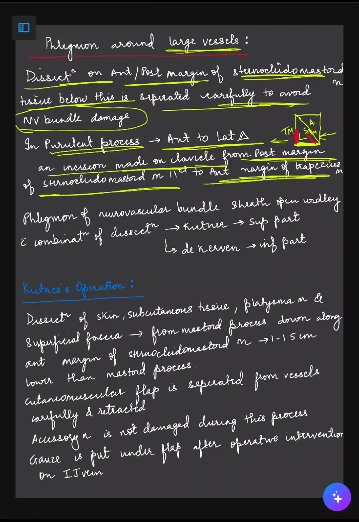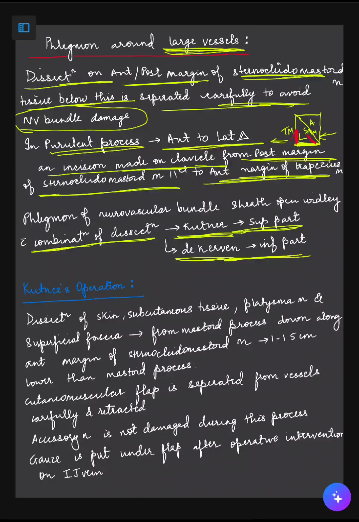Now, phlegmon of neurovascular bundle sheath is opened widely with combination of dissection. Now, this is only for large vessels, phlegmon around the large vessels. What are those? Combination, Kuttner's and de Quervain's. Now, Kuttner is done in the superior part and de Quervain is done in inferior part. Now, what is Kuttner's operation?